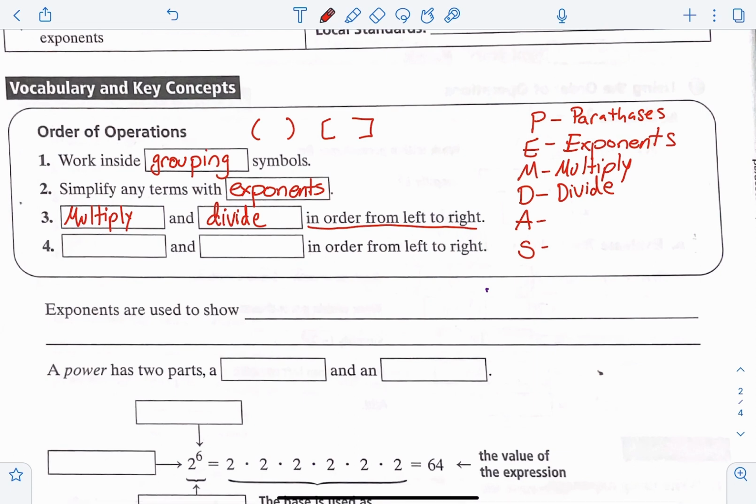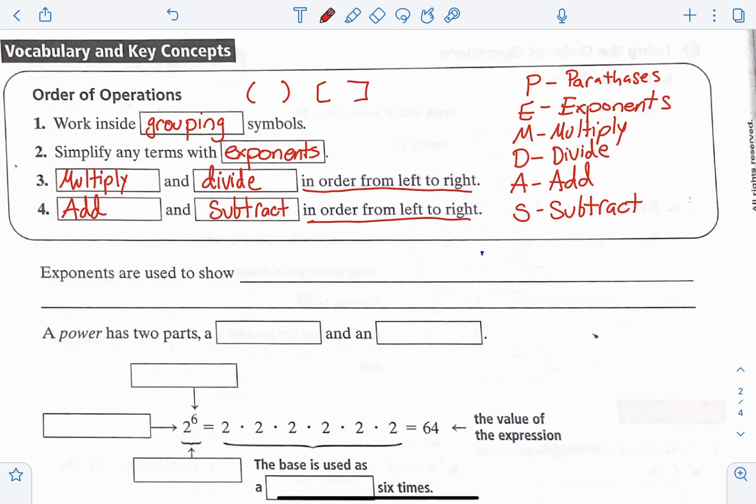The last step is to add and subtract in order from left to right again. Okay, so you're always starting on the left and working to the right of the problem.